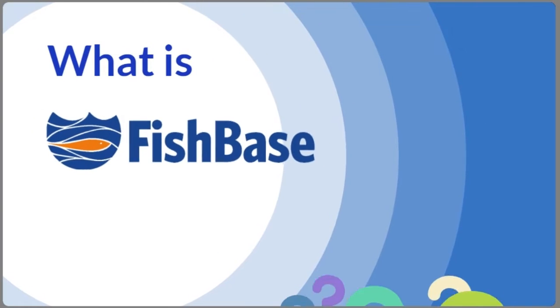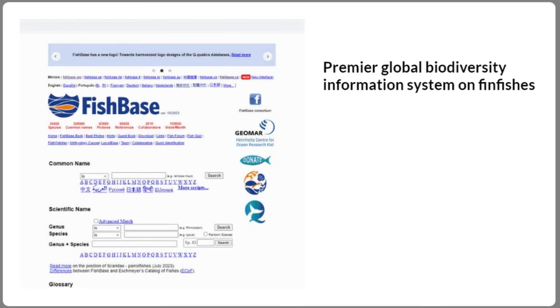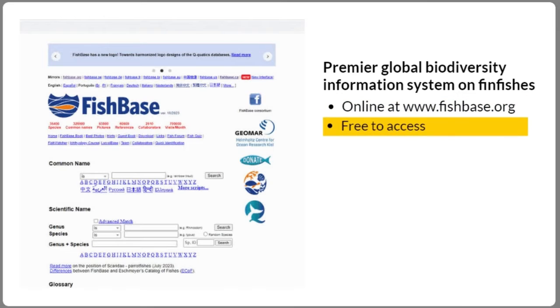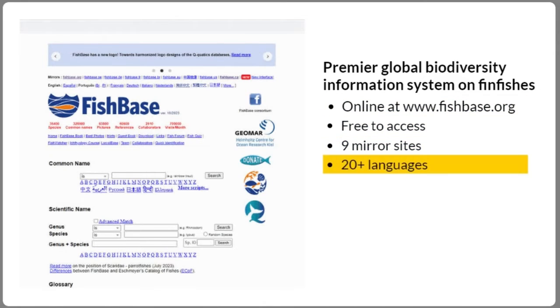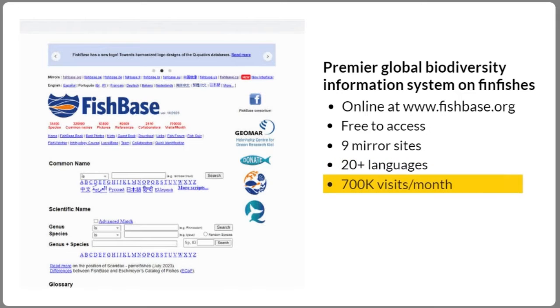What is FishBase? FishBase is a premier global biodiversity information system on finfishes. It is publicly available online, and free to access. It is available through 9 mirror sites and in over 20 languages. And it receives around 700,000 visits per month.